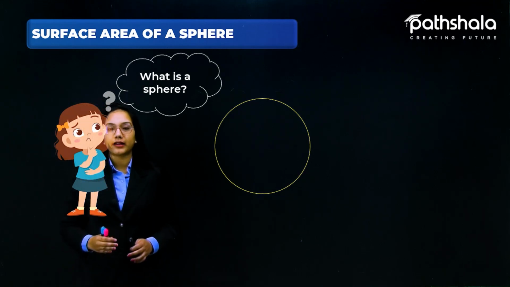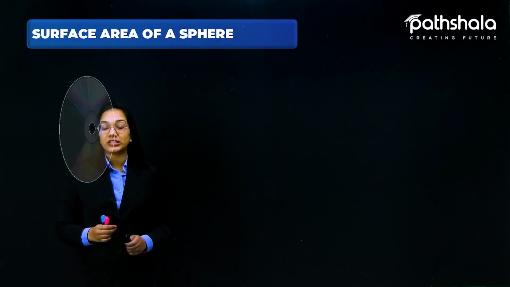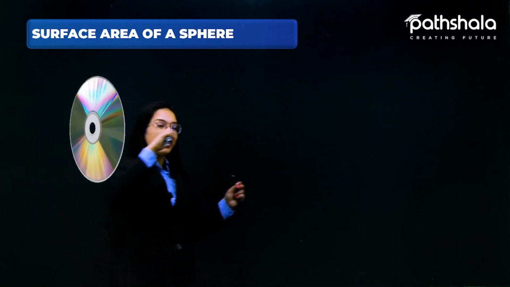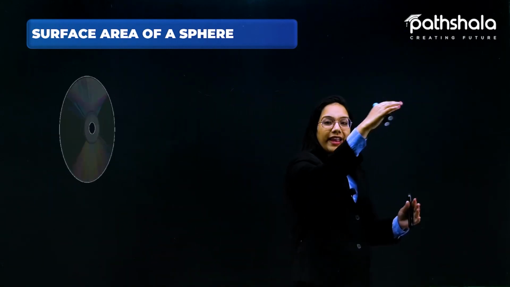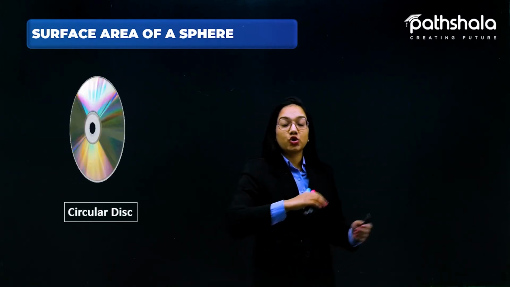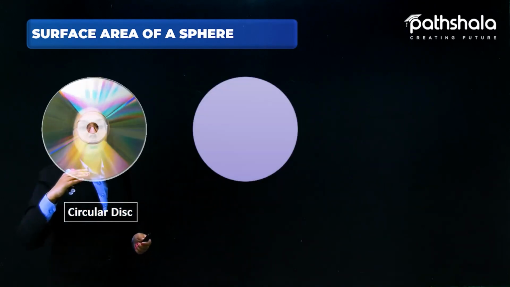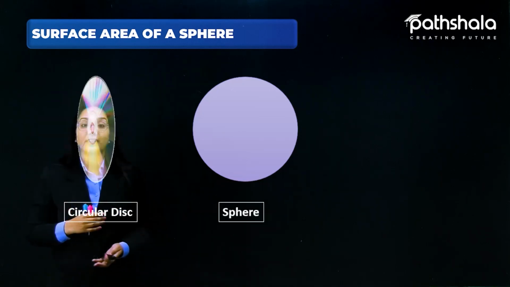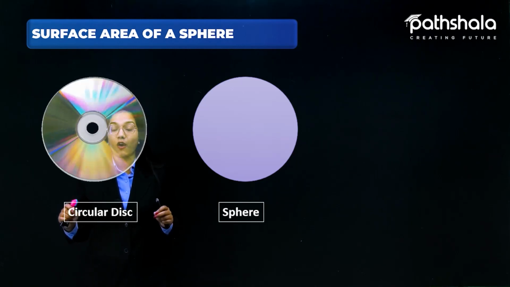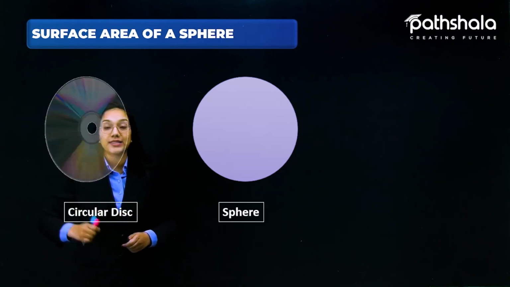So let's perform an activity. Suppose I take a circular disc and a thread or string along its diameter, and I revolve it in such a manner. As you can see, the way I am revolving this circular disc, it forms a solid figure of this type, which is called a sphere. After revolving a circular disc along its diameter in such a way, the figure so formed is called a sphere.